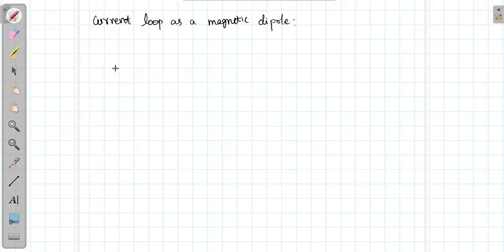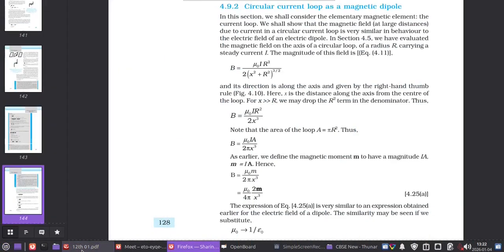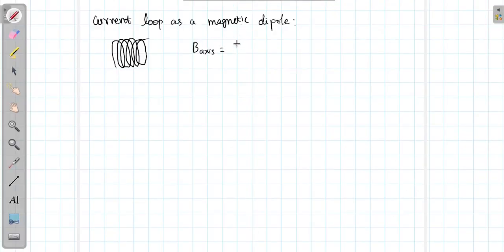See, in case of a circular coil of n turns, the magnetic field on the axis, the equation is mu naught I r square divided by 2 times (x square plus r square) whole power 3 by 2.